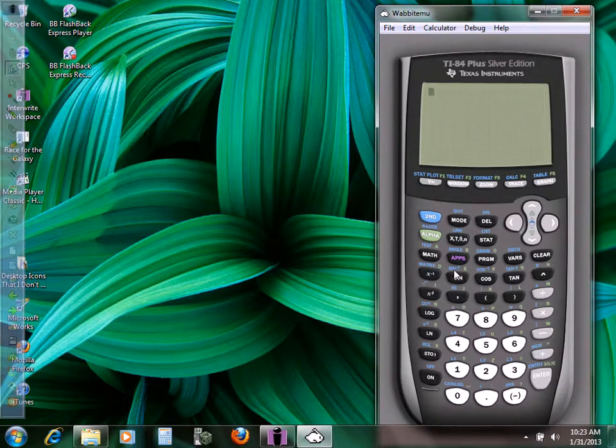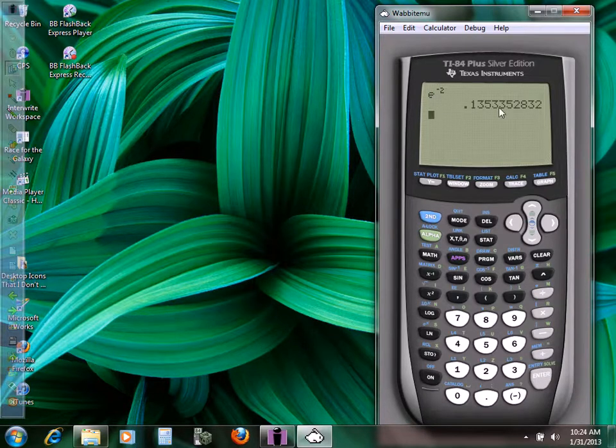We have an E button. The E button is second ln. We have this ln button here. Second ln gives us E, and it gives us the exponent symbol. All right, so we have e to the something power. Now we have e to the negative second, so for the exponent we put negative second. And then we hit enter.